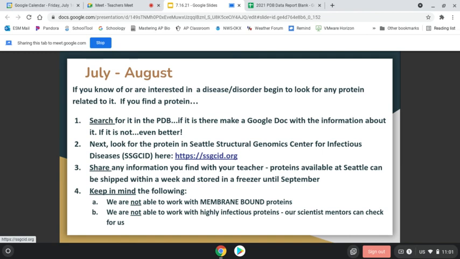Again, if you have that interest, get in contact with your teacher. Tell them you have an idea. Take a look at the PDB. If that protein's not in there, that might even be a better opportunity for us because it may not even be something that's published. Okay.